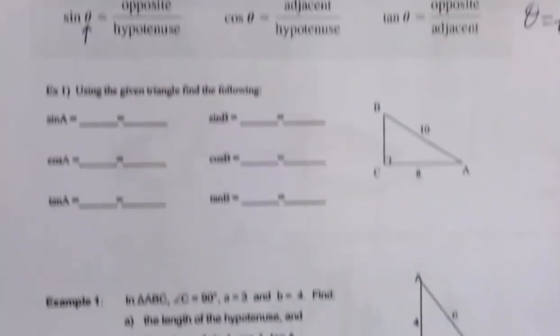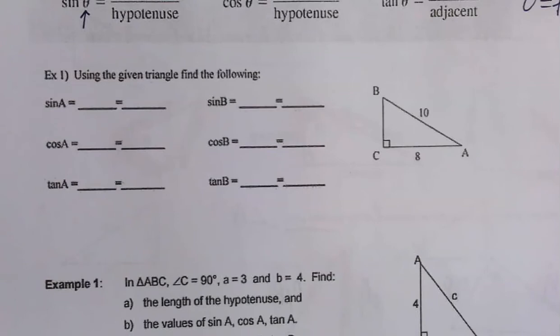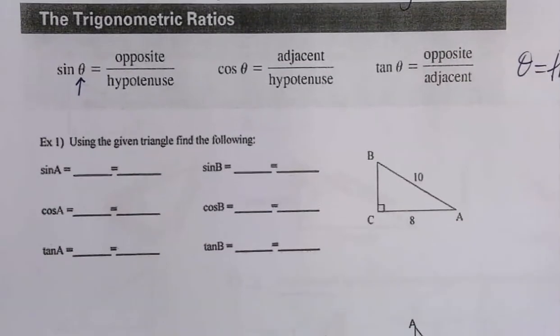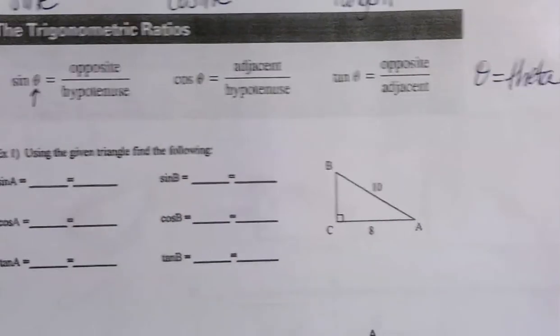Okay, so first off, it says, example 1, using the given triangle, find the following. Let's move it back down so we can see. Again, that says theta.